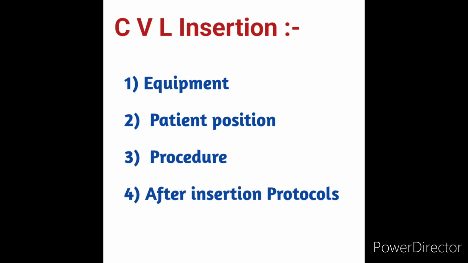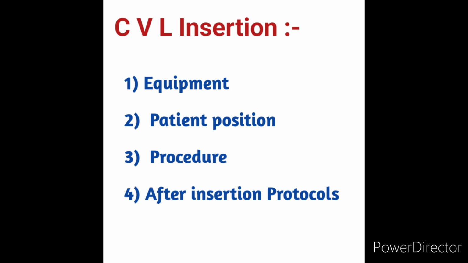Central venous line insertion. What does central venous line insertion mean? A central venous catheter is a thin flexible tube that is inserted into a vein, usually below the right collarbone, and guided into the large vein above the right side of the heart called the superior vena cava. It is used to give intravenous fluids, blood transfusion, chemotherapy and other drugs also.